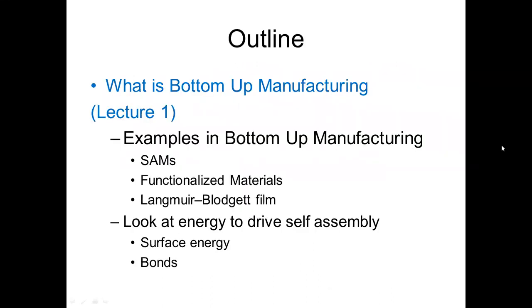So what we're going to do in the first lecture is define what bottom-up manufacturing is, and we'll take a look at things like self-assembled monolayers, functionalized materials, and the Langmuir-Blodgett films. Part two, we'll probably start and look at the surface energies, et cetera, and the bonds that are necessary to do that work. So we'll see how far we get, but I think we'll get to the Langmuir-Blodgett, and that'll be enough to end this particular lecture and start on part two.